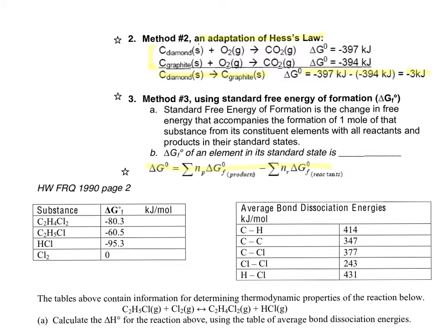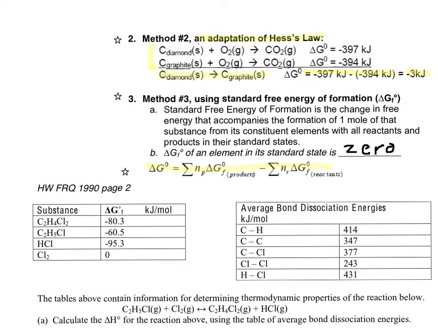Just like with enthalpy, the delta G, the change in free energy of formation for an element in its standard state, is going to be 0. This is a little bit different than entropy. Remember, elements do not have 0 entropy at standard state. But free energy and enthalpy are both 0 for an element in a standard state.